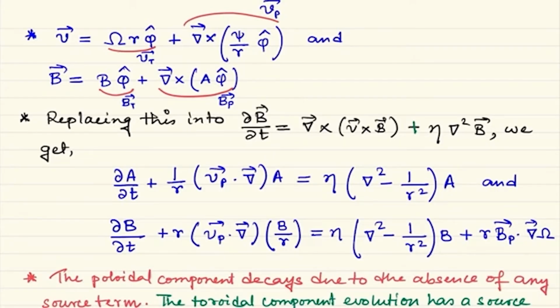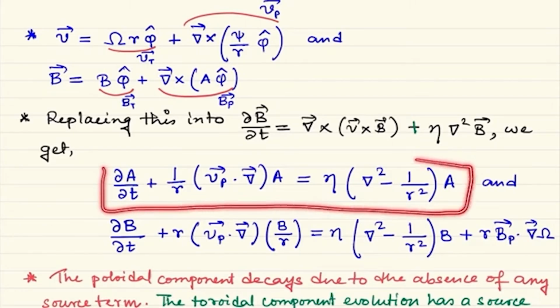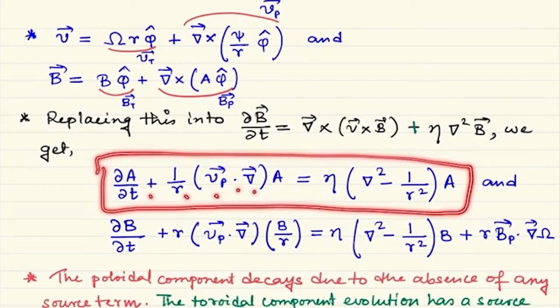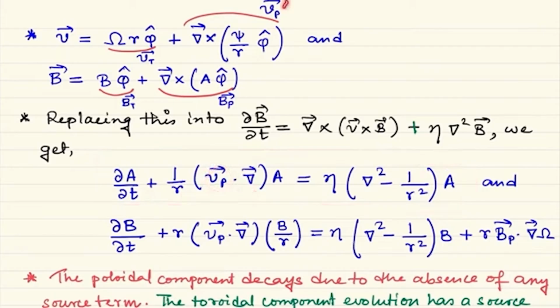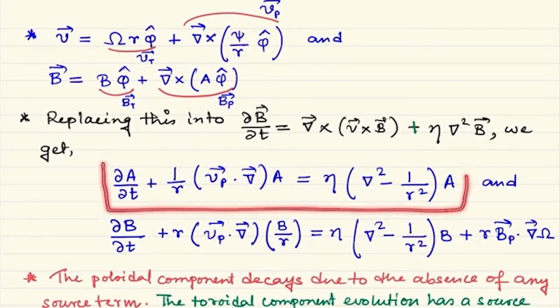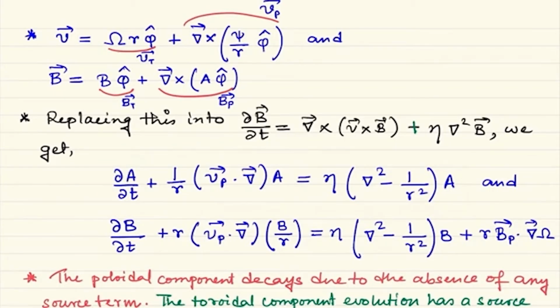Okay, and then if you do that correctly, you will see that for the vector potential part, the evolution of this vector potential is given by del A del t plus 1 by r Vp dot nabla A, where Vp is nothing but the poloidal component of the velocity, is equal to eta times, eta is this one, nabla square minus 1 by r square, A. This is a scalar operator, and this is a scalar equation.